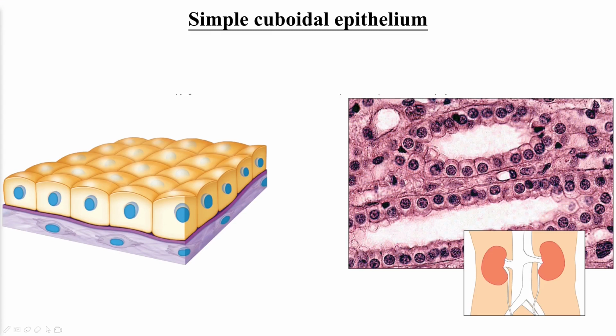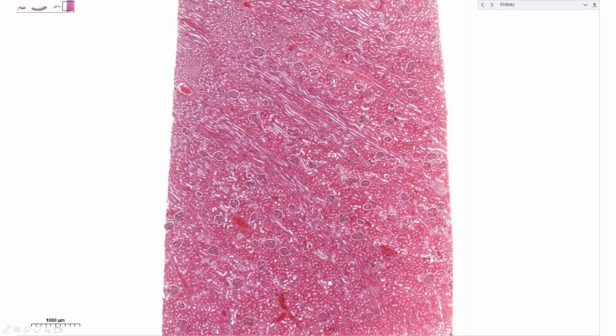Tissue number 2 is going to be simple cuboidal epithelium. It is a single layer of squarish, round cells with centrally placed nuclei. This tissue sample is from a kidney section. We are going to zoom in to find some simple cuboidal epithelia.